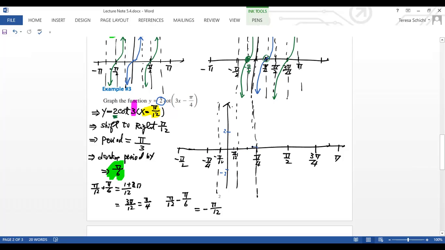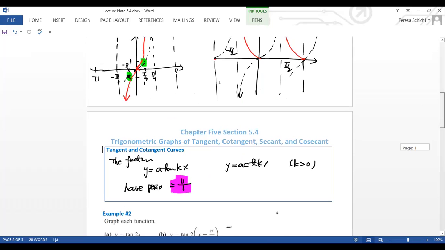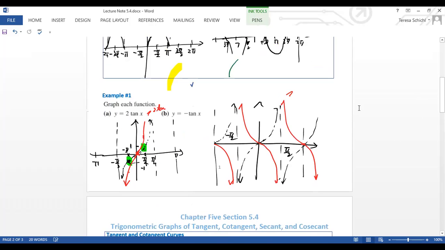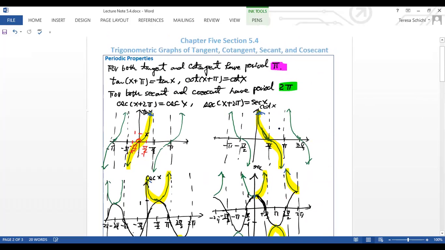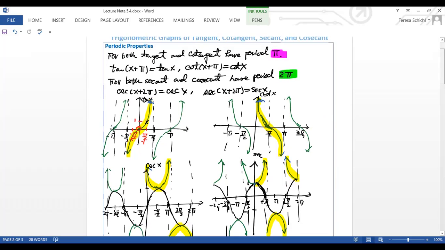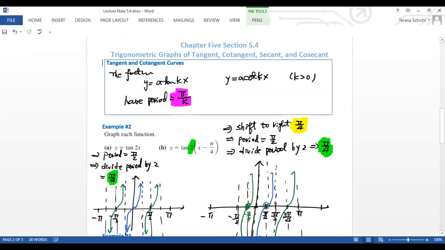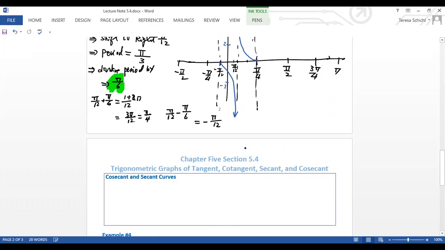Go back to your parent function. If you don't remember, go back to your first note and look at the cotangent parent function. It goes this way: start at this point, go up there and go down here. That is how I get the cotangent here.